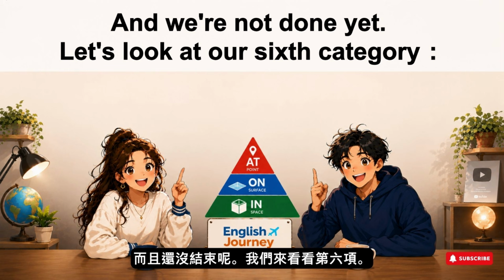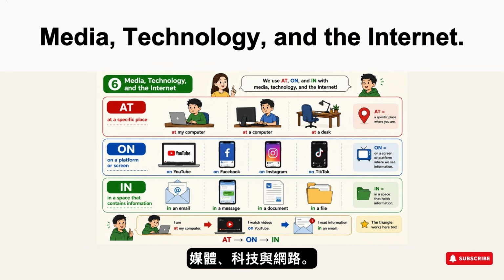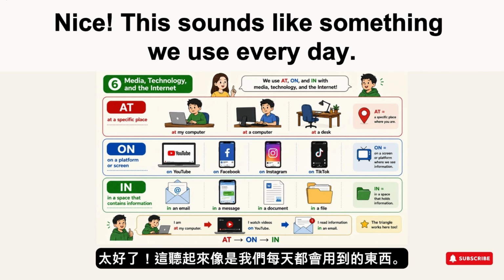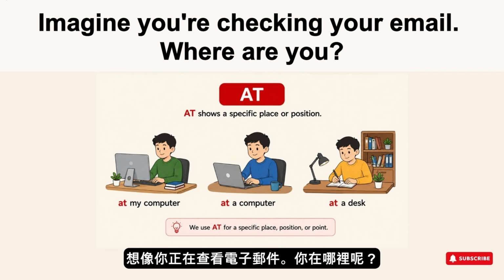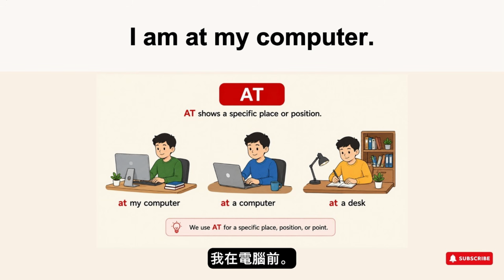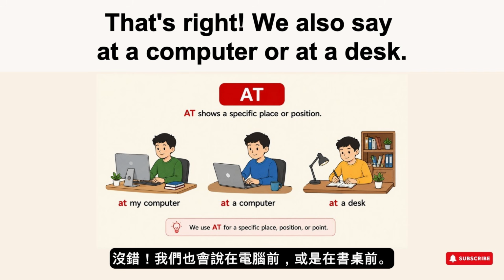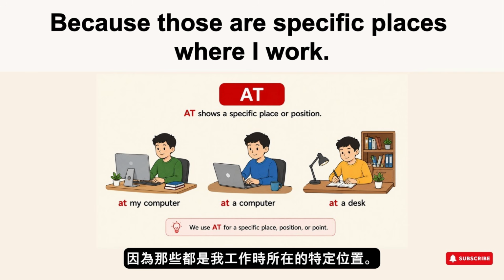Let's look at our sixth category, media, technology, and the internet. Nice. This sounds like something we use every day. Yeah. Let's start with at. Imagine you're checking your email. Where are you? I am at my computer. That's right. We also say at a computer or at a desk. Because those are specific places where I work.